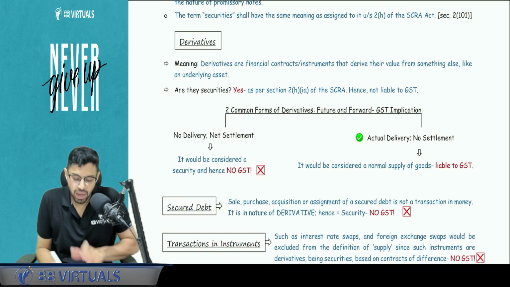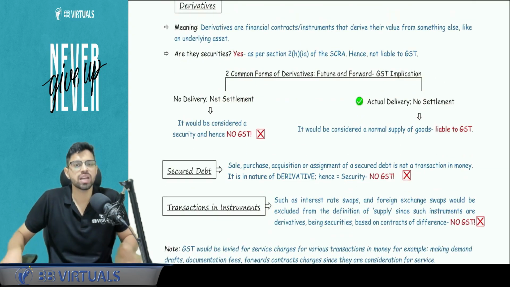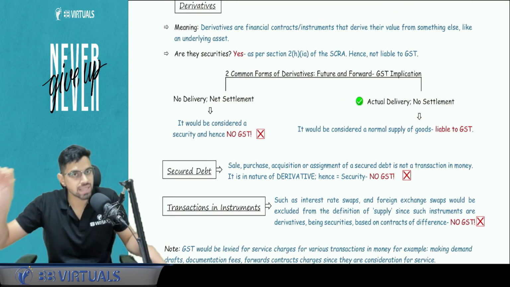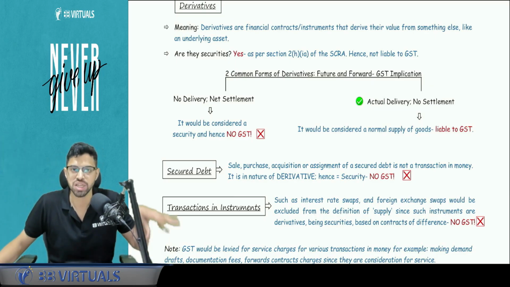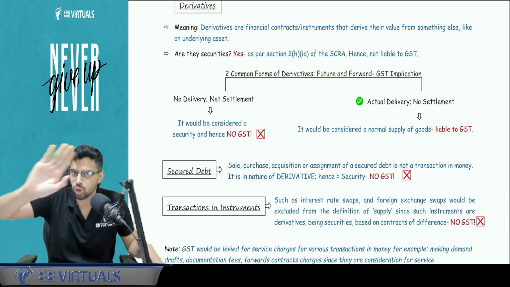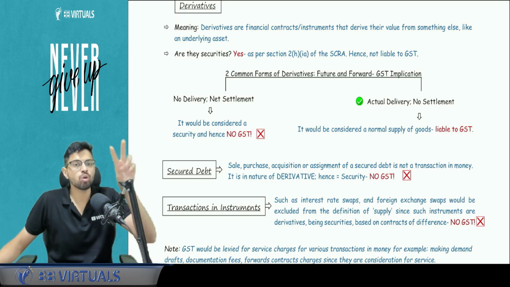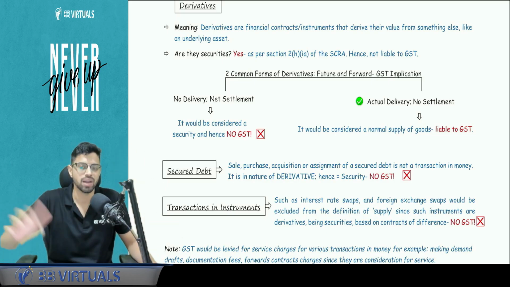Derivatives. What do you mean by derivatives? Derivatives are specifically included in the securities as per section 2 clause (h) of the Securities Contract Regulation Act. So derivatives are not under the scope of GST. But there are two forms of derivatives: forward contracts and future contracts.